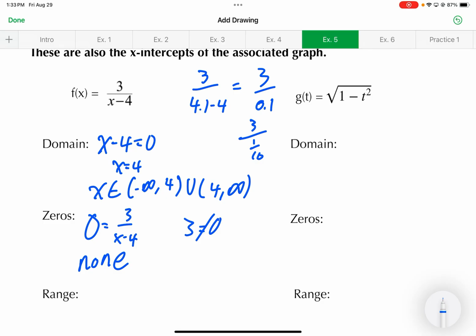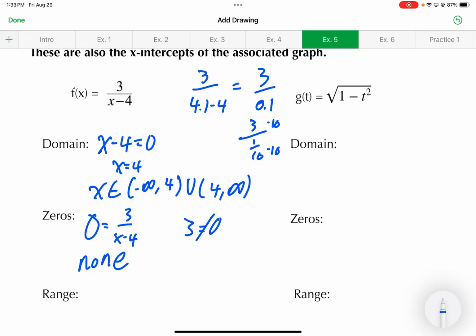It's a weird way to write that. How can we clean that up so it's not a fraction within a fraction? What would I have to multiply by? 10. Okay, so if I multiply top and bottom by 10, what do I get? 30 over 1, which is just 30. So now my outputs are getting bigger, okay?